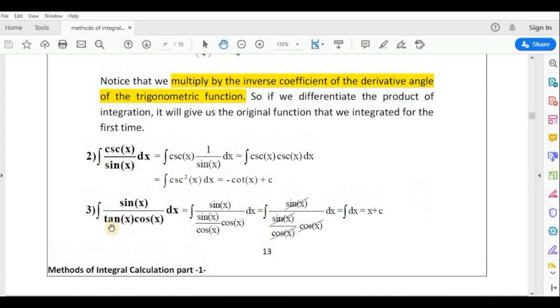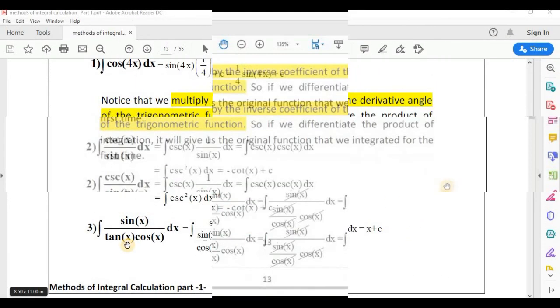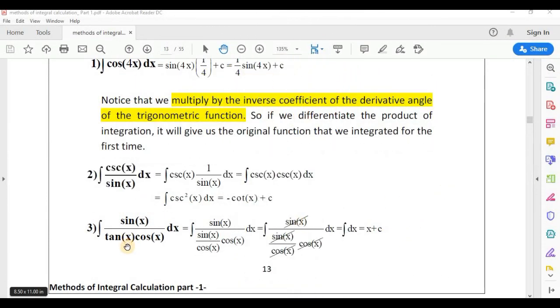Let's see the other one. The integral of sine divided by tan multiplied by cosine. It will be the integral of sine, we'll keep it as it is. Tan is sine divided by cosine. We will keep the cosine as it is. After the simplification, we'll get x plus the constant number c. So this is what we have today, and see you in the next lecture.